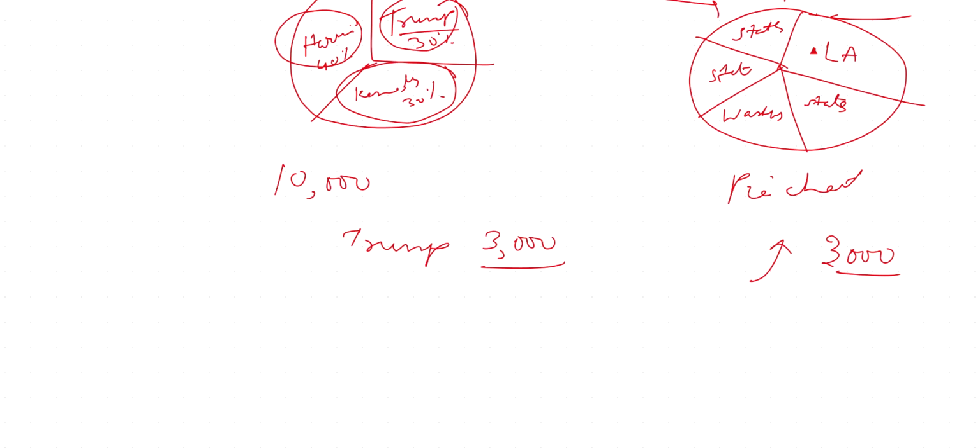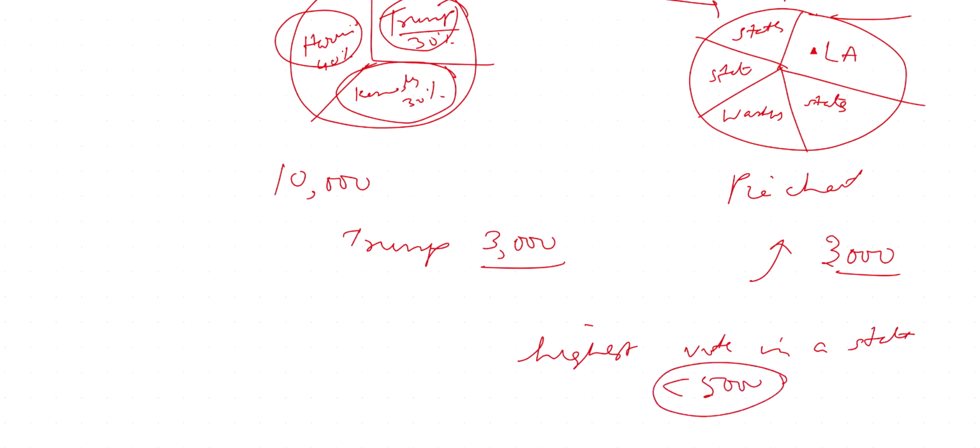Now further, if I tell you the information about the highest vote in any state for Trump, the highest vote in any state for Trump was less than 5,000. Okay, if I tell you that, how many states are there? One, two, three, four, five. There are five states, right? Do you think this statement is true or false?